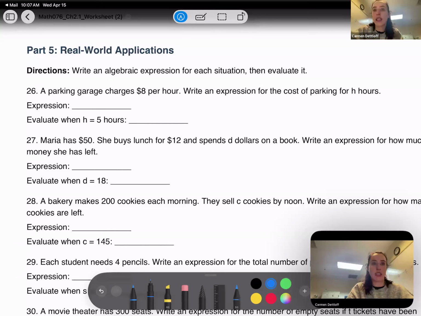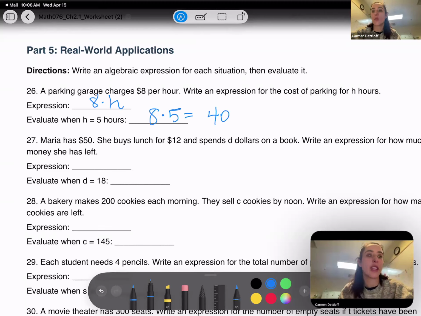Okay, so my expression is 8 times H. So H is the number of hours, and I charge $8 per hour. And then it says evaluate when H is 5. So I have to replace H with 5 and plug that in. I get 8 times 5 equals 40. And I check it. It's a word problem, word solutions. It's asking me to write an expression for the cost. So the cost is in dollars.